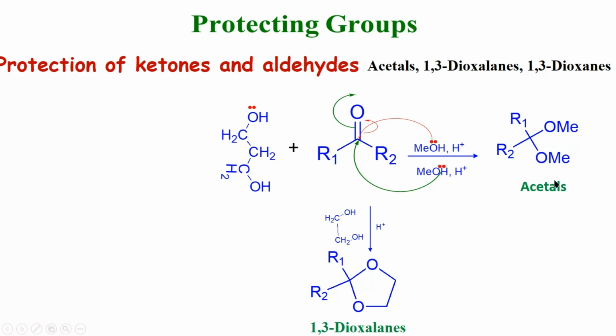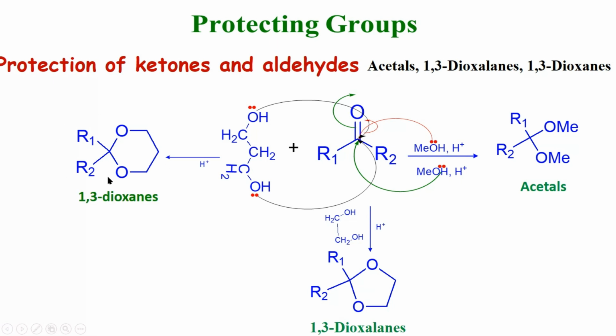The lone pair of electrons on the oxygen of the OH attacks the carbonyl carbon, and the pi electrons move onto the oxygen to make it OH. The other OH group's lone pair of electrons is shared with carbon, and it is lost as a water molecule, and it gives 1,3-dioxanes. This is another versatile method of protecting aldehydes or ketones. Overall, the most versatile methods are protection in the form of acetals, 1,3-dioxolanes, and 1,3-dioxanes.